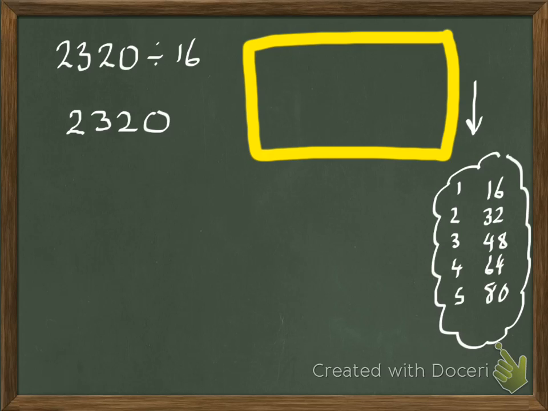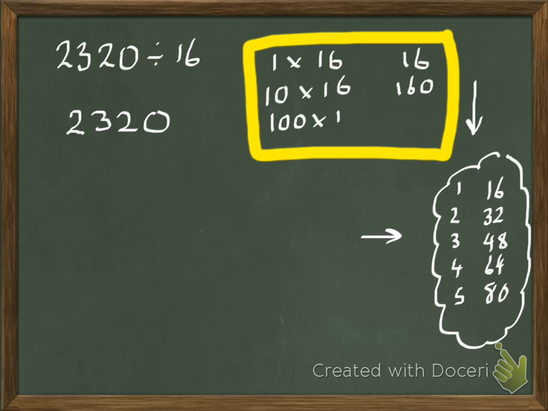So firstly, I have a look at my table that I've created, and I realise that 1 times 16 is obviously 16. That means that 10 times 16 is 160. Well, that's nowhere near 2320, is it? That's just too small. How about 100 times 16? Well, that'd be 1600. That's looking quite good, isn't it?